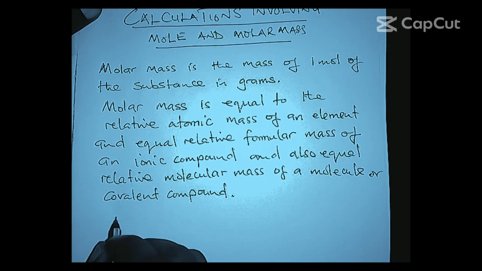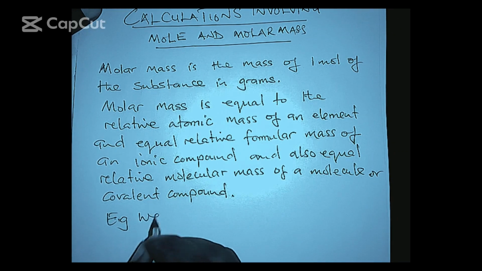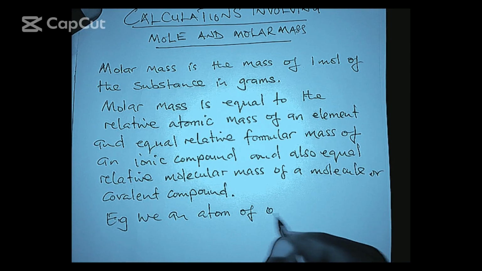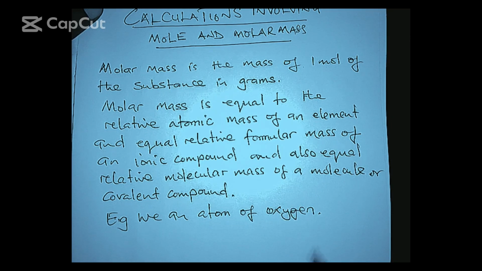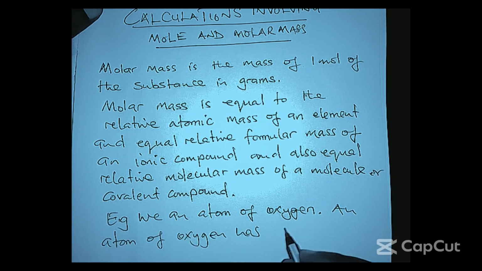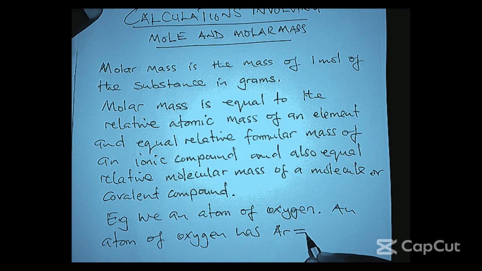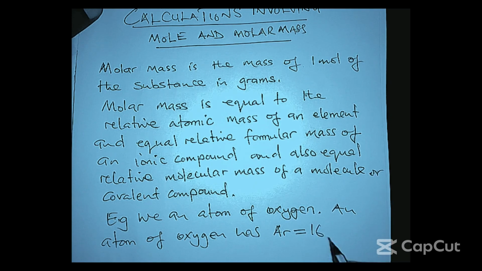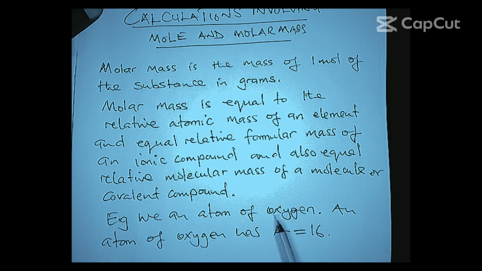So you must understand that, let's say we have an atom, e.g. an atom of oxygen. On the periodic table, an atom of oxygen has relative atomic mass. This is the short form of relative atomic mass. So oxygen has a relative atomic mass of 16. If we were asked what is the molar mass of oxygen, it is just getting this one and putting units gram, so in gram per mole. So molar mass is in gram per mole.